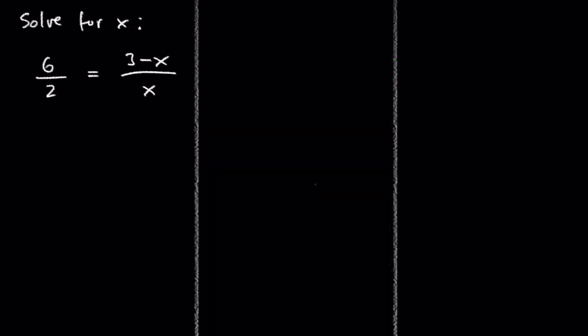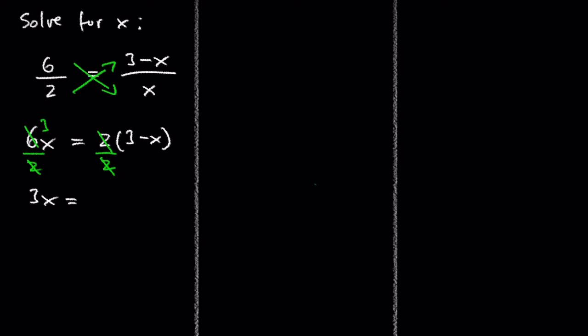Solve for x. 6 to 2 equals 3 minus x to x. After cross multiplying, we get 6x equals 2 times 3 minus x. And after dividing by 2 on both sides, we get 3x equals 3 minus x.